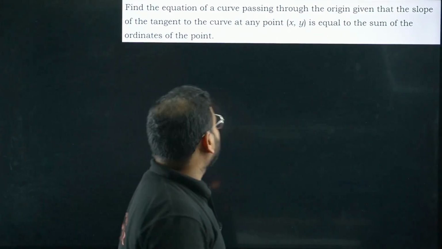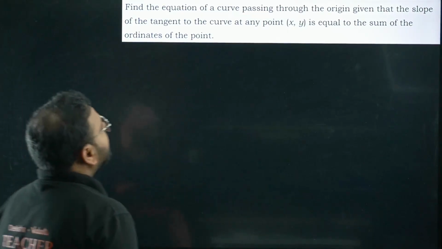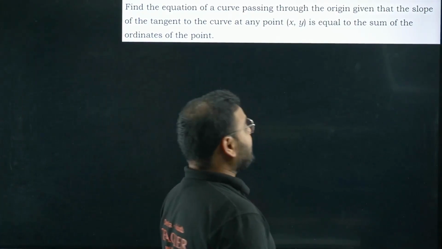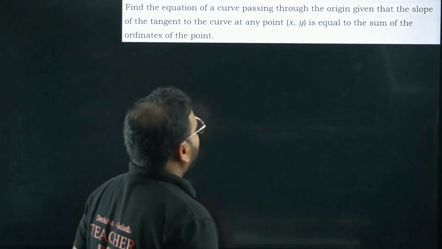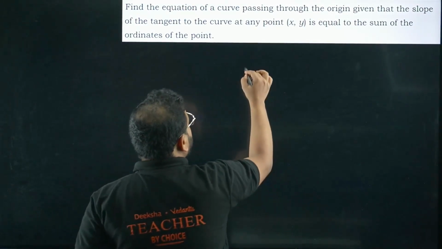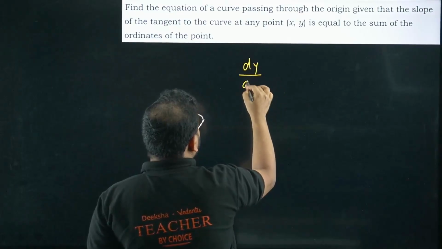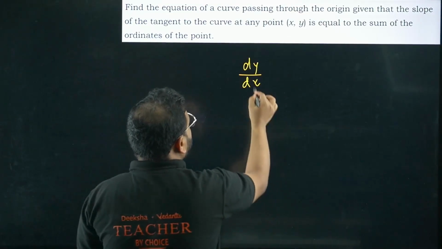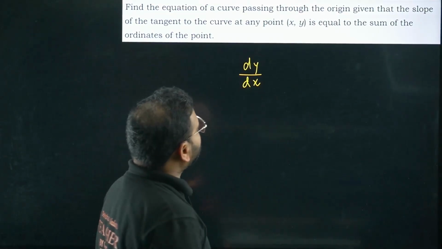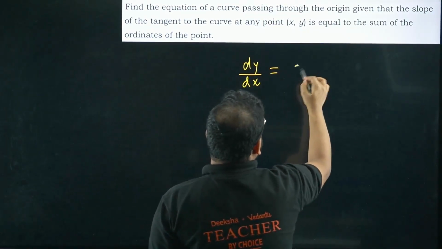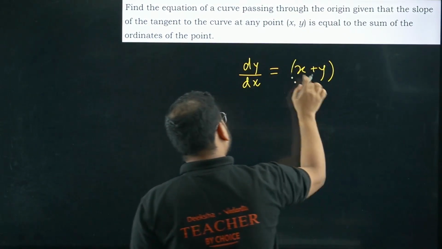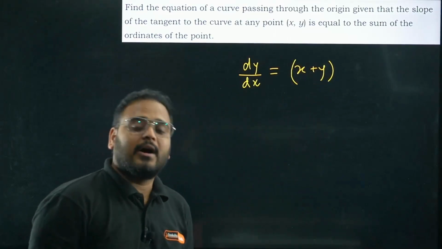Find the equation of a curve passing through the origin given that the slope of the tangent to the curve at any point, the slope being dy by dx, is equal to the sum of coordinates of the point, so x plus y. I can solve this question in case of AOD also.